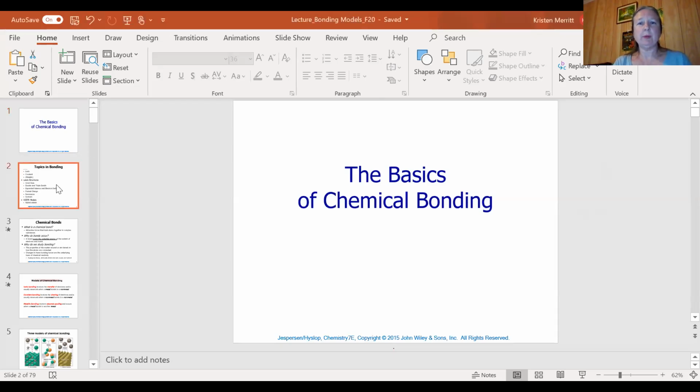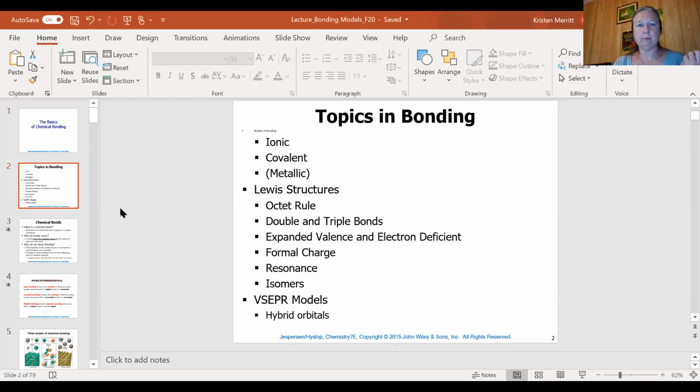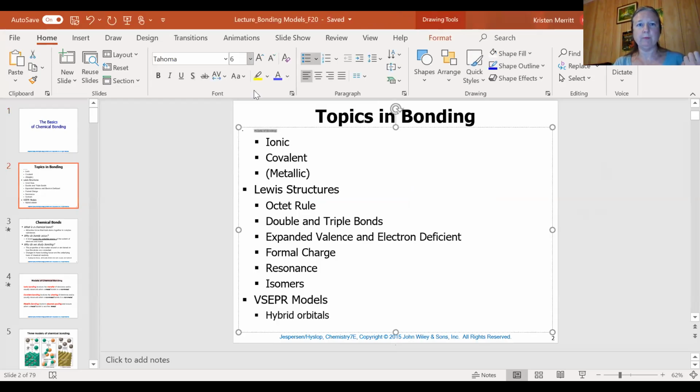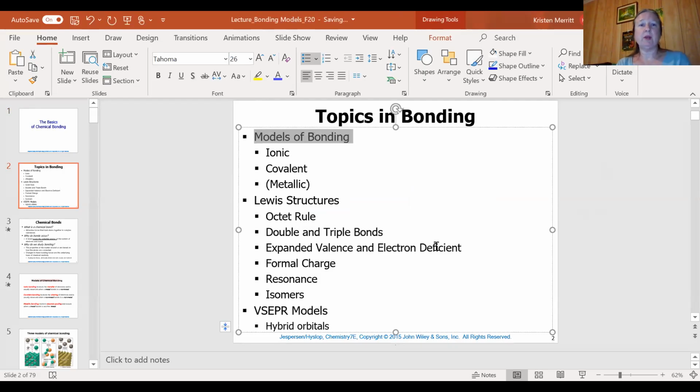So the general topics we'll be covering: the models of bonding, of course, ionic and covalent, and the gradient that actually exists between them, but also metallic bonding, which I'm going to introduce, but we're not really going to get into. So that's why it's in parentheses.